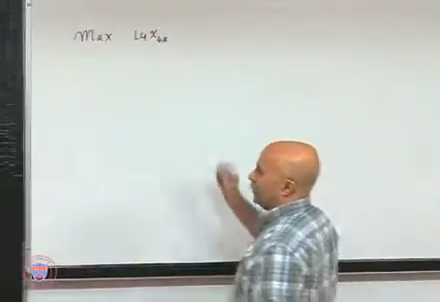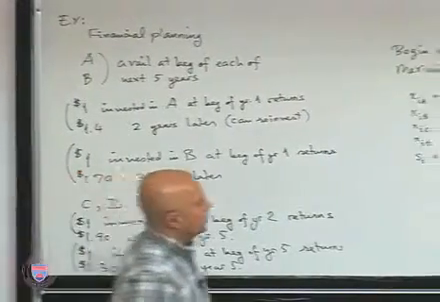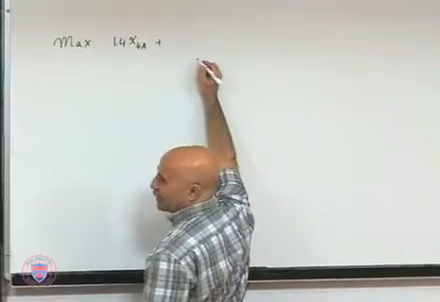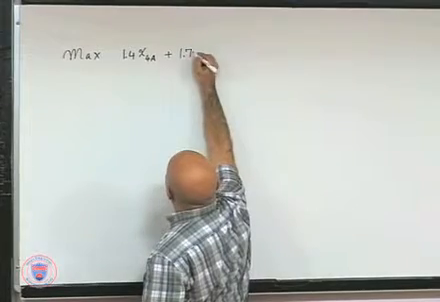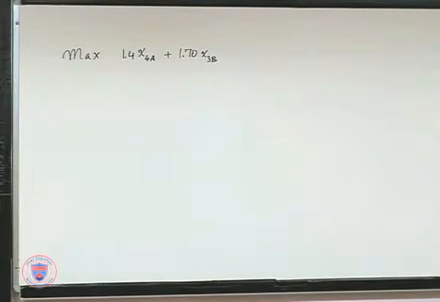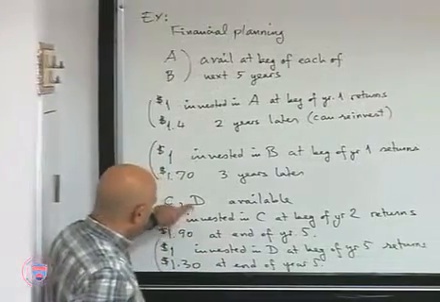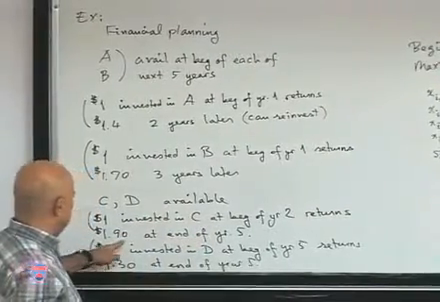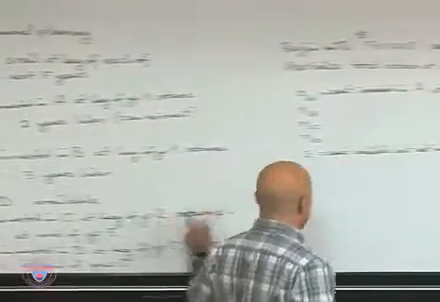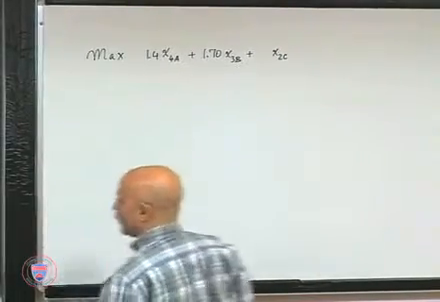What about money-making activity B? It gives you 1.7. And that money will come from where? X3B. Whatever you invest at the beginning of year 3 in B will return 1.7 times as much at the end of year 5. What else? C and D. $1 invested in C at the beginning of year 2 returns 1.90 at the end of year 5. So there's only one here. X2C, and that's going to be 1.9.